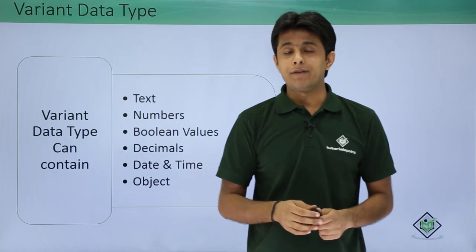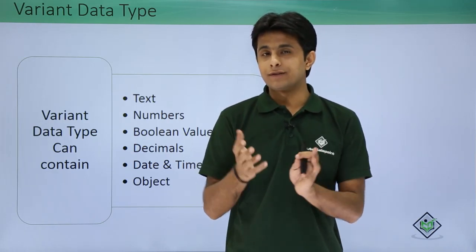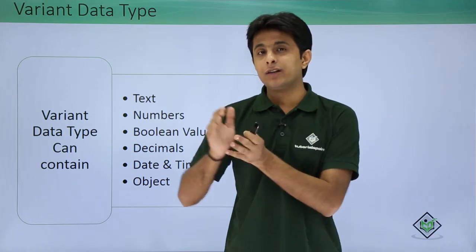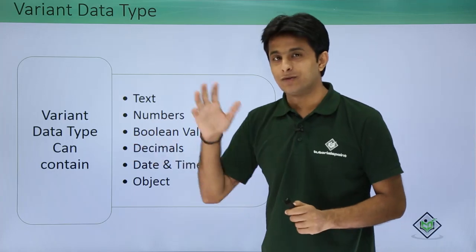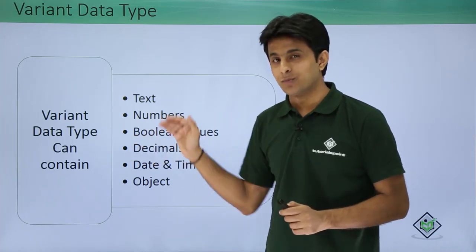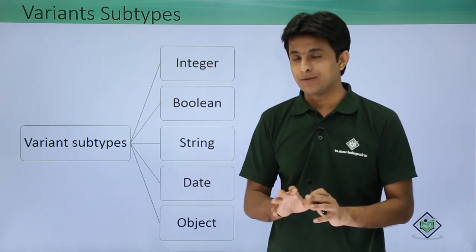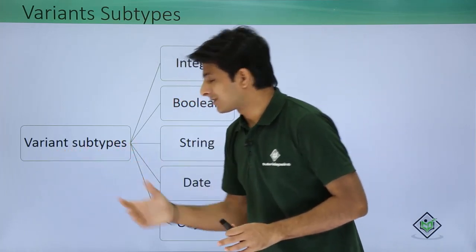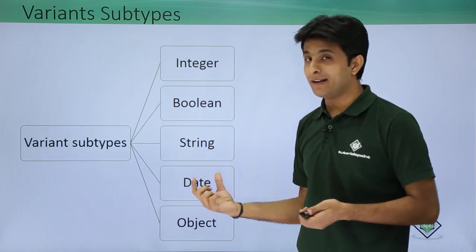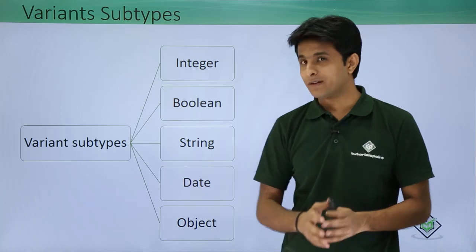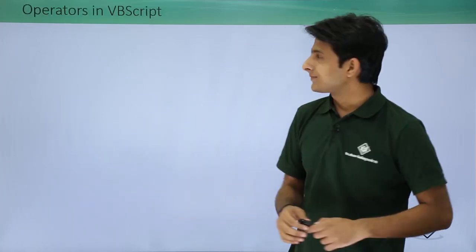Whereas in other programming languages like C, C++ and so on, you have int, float, or string, so there are different data types. In the scripting language VBScript, we have only one data type, that is variant. It contains everything: text, boolean and more. But variant has multiple subtypes. You see the variant subtypes here. It can contain integer, boolean, string, date, time and also object.